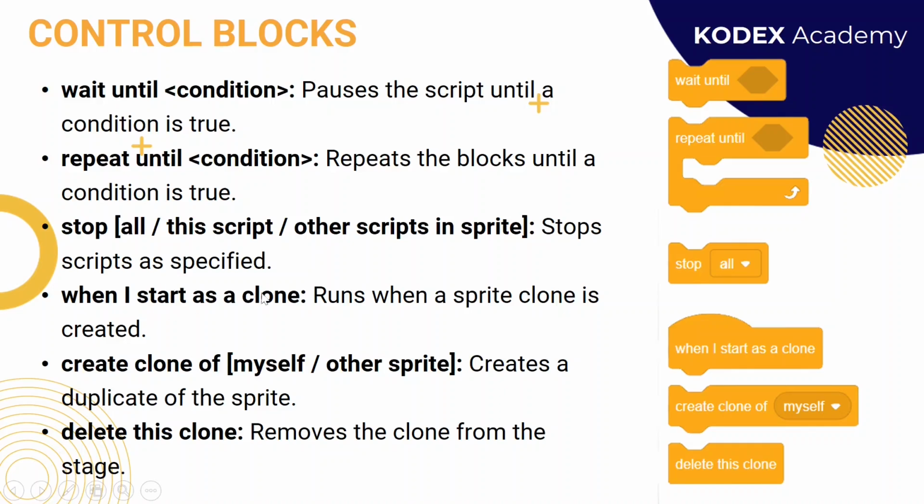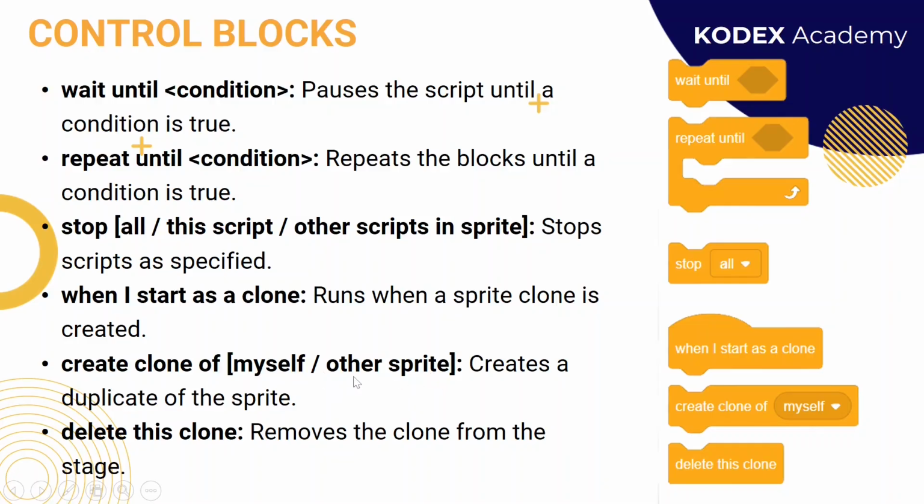Now the next one is when I start as a clone. This particular block is used when you are going to create a clone of your sprite. Here it says run when a sprite clone is created. It means you are going to run your program or your particular sprite when its clone is created. In Scratch you have an option: you can create multiple clones of a particular sprite. Like here you can see this block, create clone of myself and other sprite.